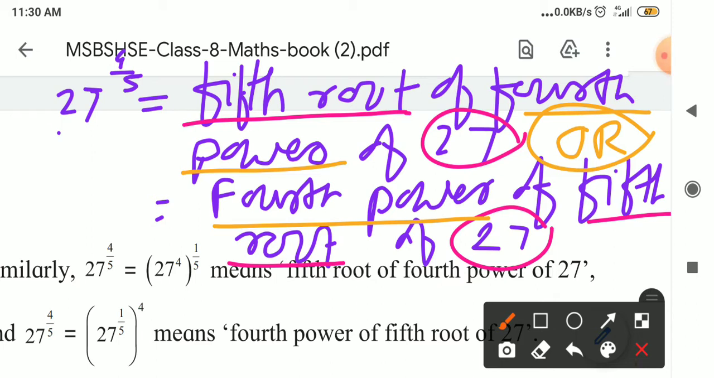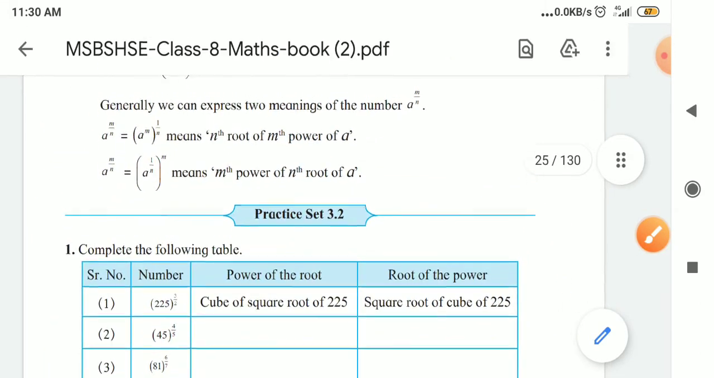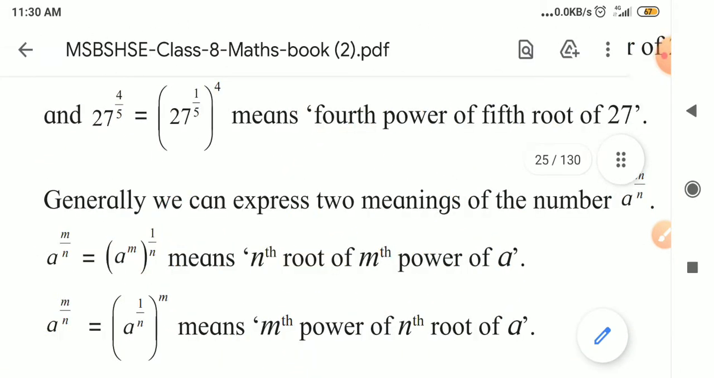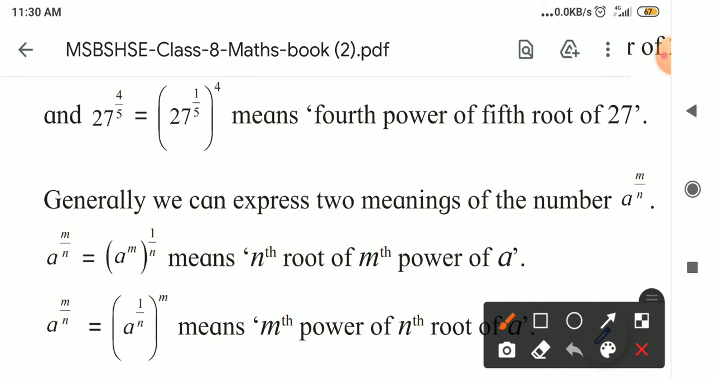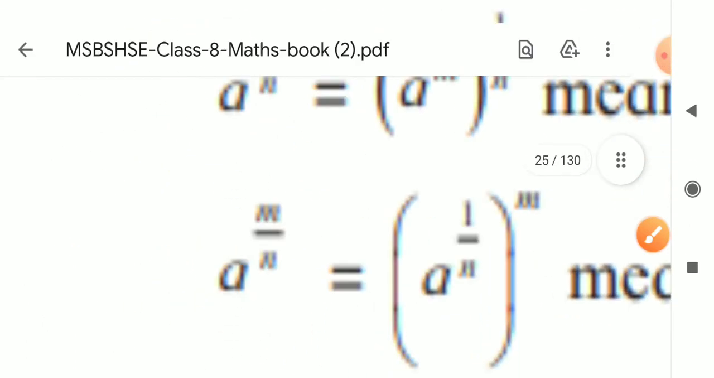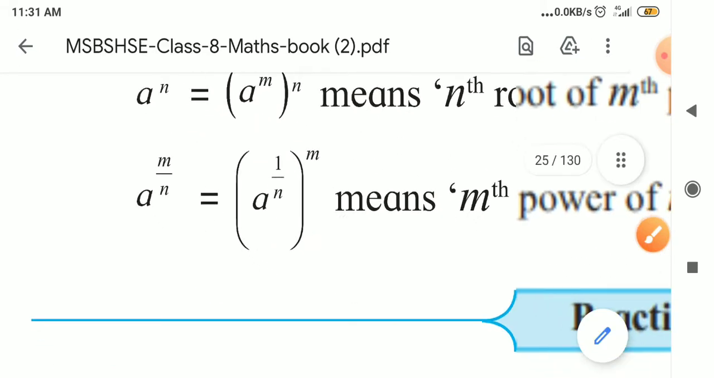Okay. So today you have to solve this practice set. And this is a general form given actually. So how to read this? If you have to read in nth root language, it is the nth root of the mth power of a. If you are reading this in power form, it is the mth power of the nth root of a. In this way we are reading.